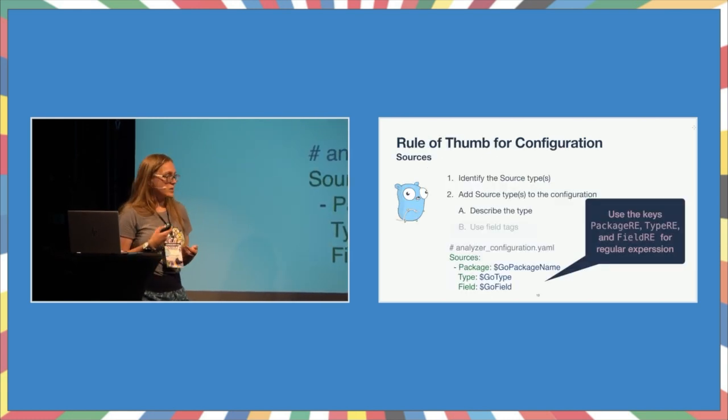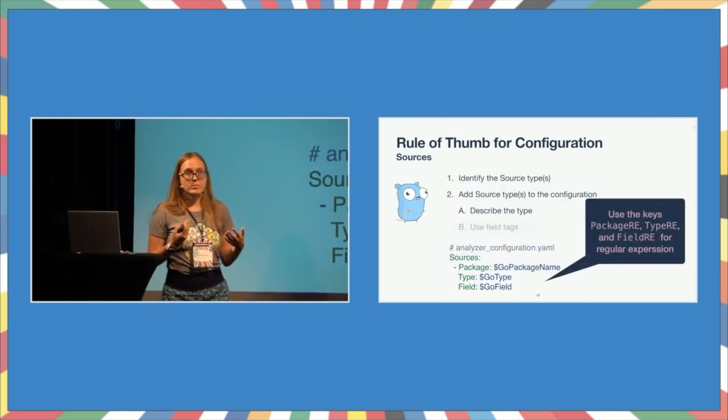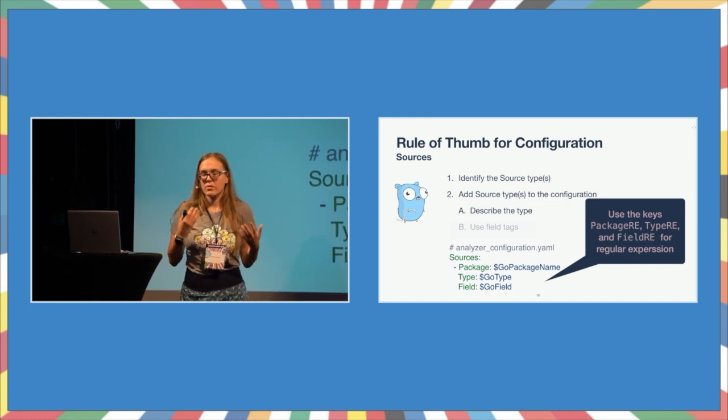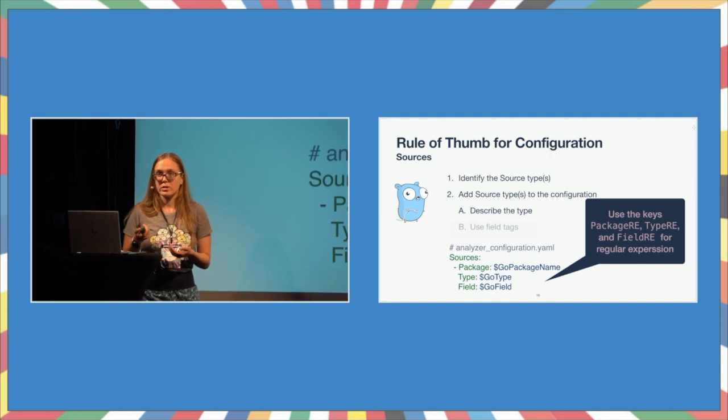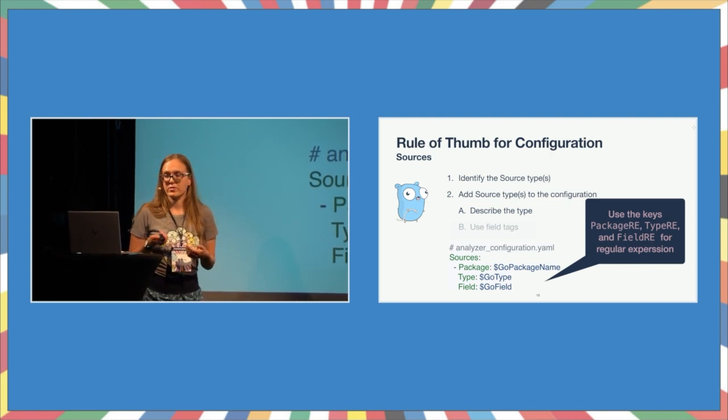Now, you may ask me, okay, I understood the problem, but how can I actually use the analysis and make use of it? I tried to break down the rule of thumb of how to configure it for you. You have to identify the source types of your program, for example, the password field of your struct. And then you have to add the source types to your configuration, which is basically a YAML file.